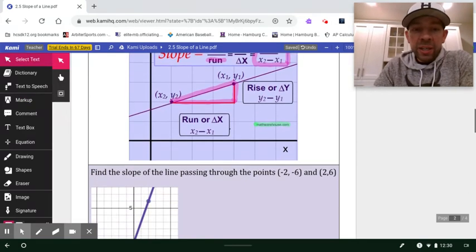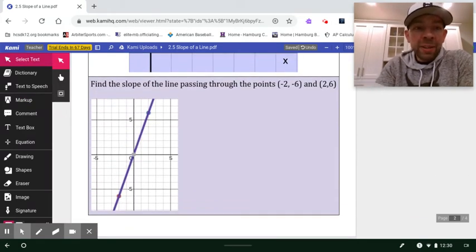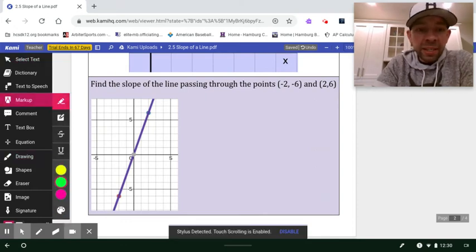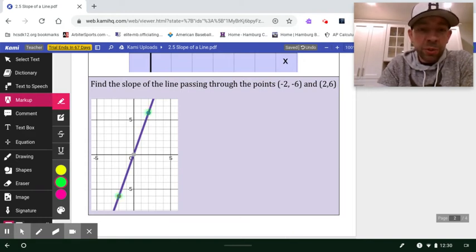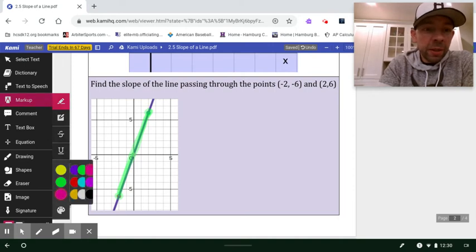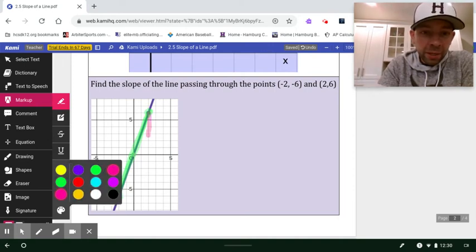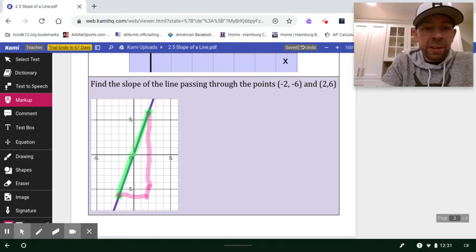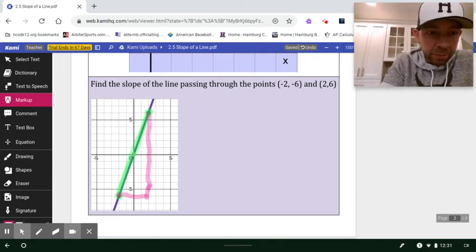So anyway, let's check out this line right here. We want to find the slope of a line passing through, let's see, -2, -6 is down here, and then +2, +6 is up here. So we're trying to find the slope of this particular line. Let's say I strictly do it graphically. What I'm really thinking is, okay, here is my rise, and here is, oops, I've got to go down a little further. There we go. And here's my run.